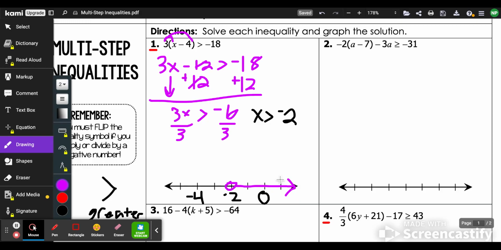So negative 2 could not be one of my answers, but negative 1 would make this statement true. 0 would make this statement true. 1 would make this statement true, but negative 2 does not. Negative 2 is not included in the answer.